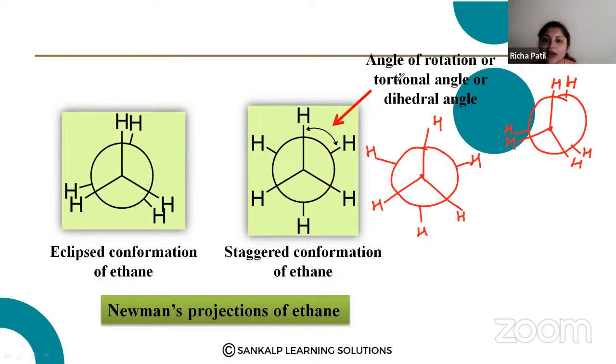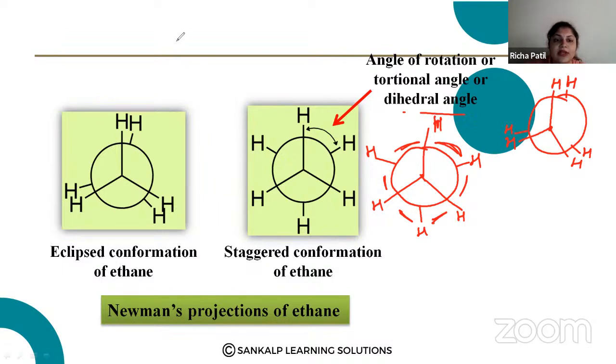Why? Because of the angle of rotation, the torsional angle or the dihedral angle, there is no steric hindrance. The atoms are far apart, so this is the more stable form, the staggered conformation of ethane. This is eclipsed and this is staggered. In between there is also one form called the skew conformation, but these two are important.